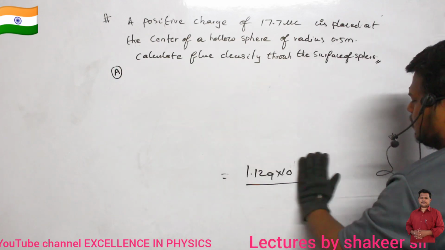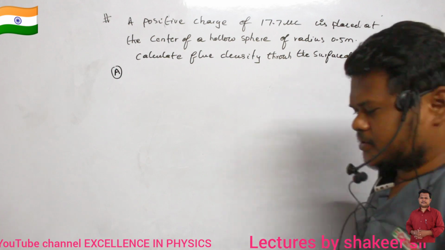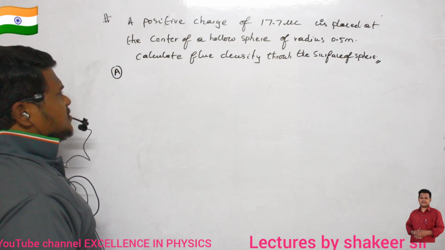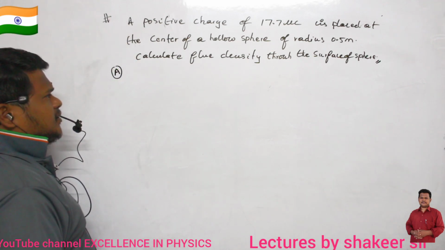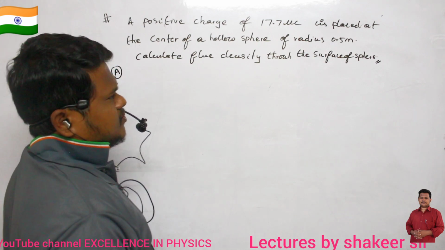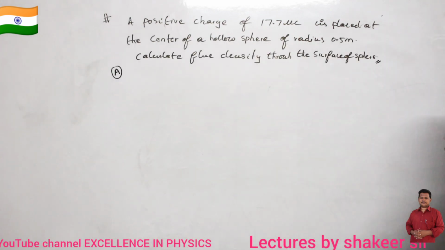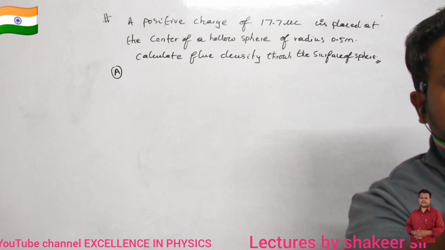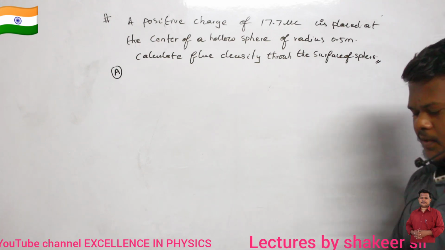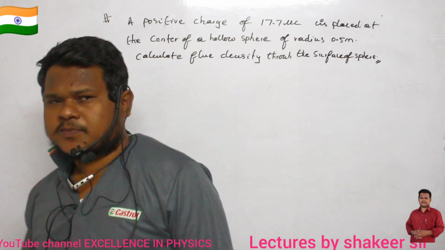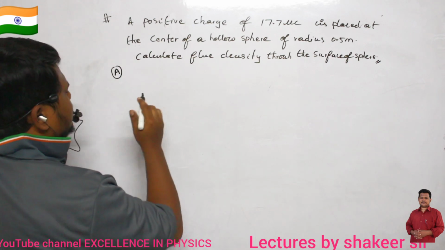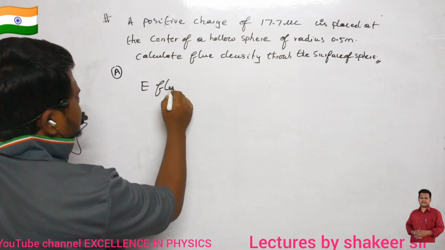So can you say, ma, how can I calculate this one? A positive charge of 17.7 microcoulombs is placed at the center of a hollow sphere of radius 0.5 meter. Calculate the flux density through the surface of the sphere. So flux density means what? Can you say, anybody? Flux density means flux per area, flux per total surface area, that's all. Clear? So therefore, first of all, how can I calculate the electric flux?